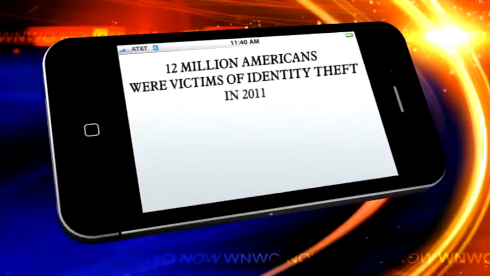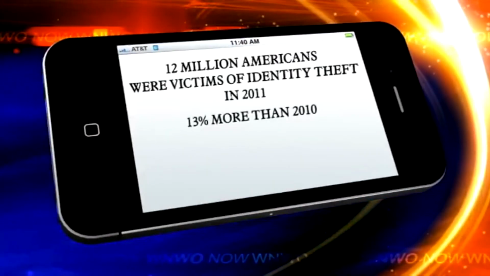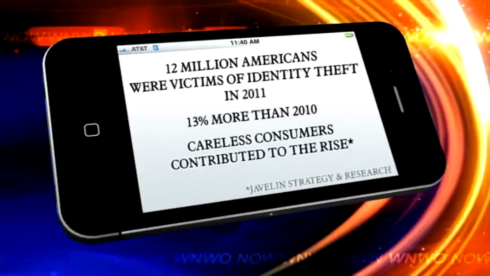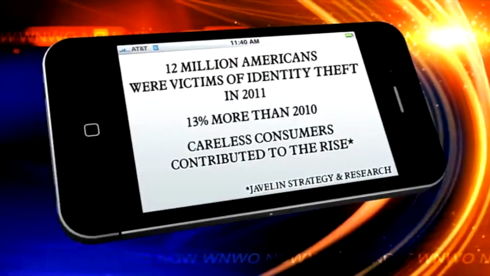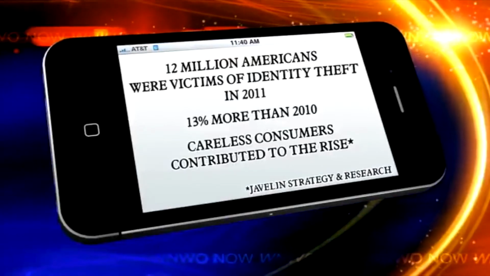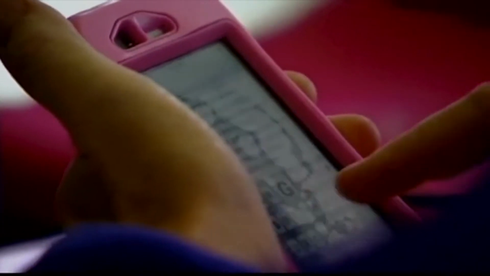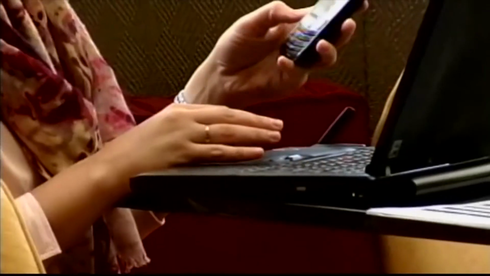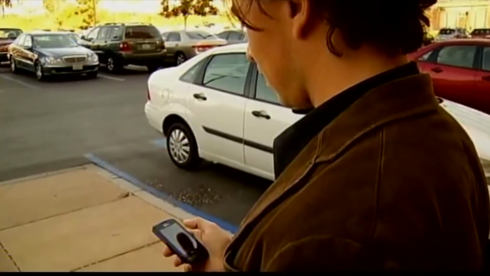Digital safety, also known as self-protection. Protecting oneself and others' use of the internet and their rights and responsibilities. 12 million Americans were victims of identity theft in 2011, which was 13% more than 2010. Research firm Javelin Strategy and Research discovered the rise in use of smartphones by careless consumers contributed to the increase. Smartphone identity theft can happen through a stolen phone, the apps you download, the Wi-Fi networks you browse on, and even texts from scammers. So a lot of it is just really self-protection.